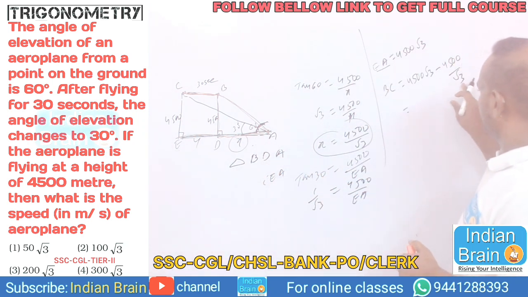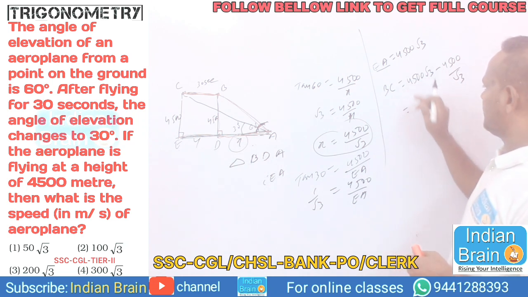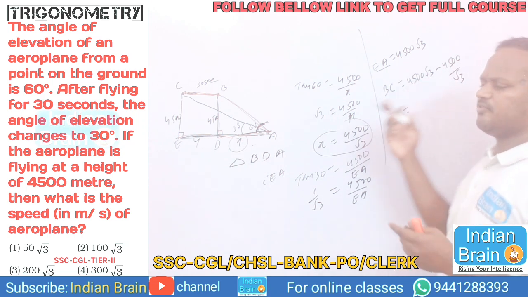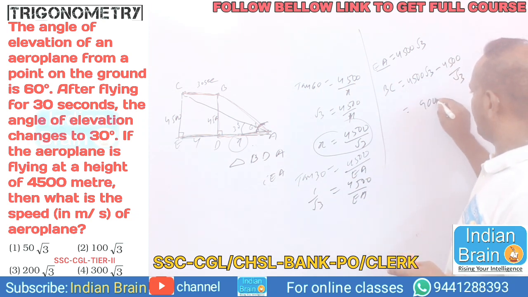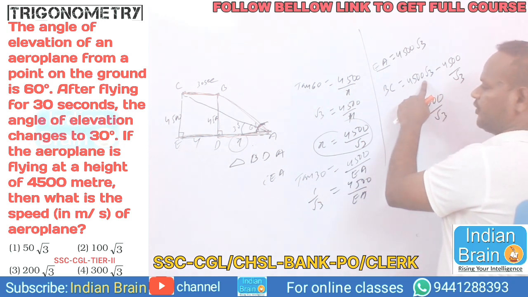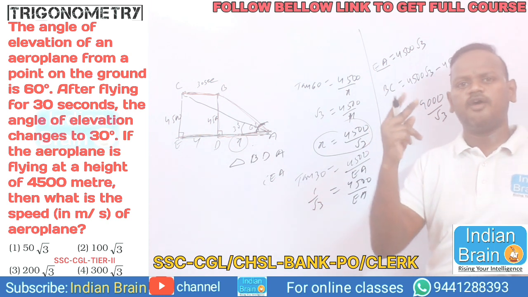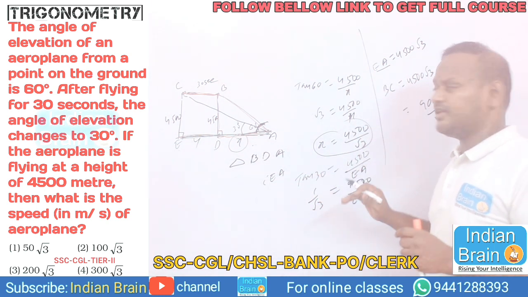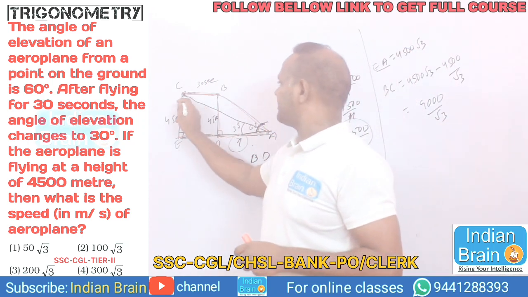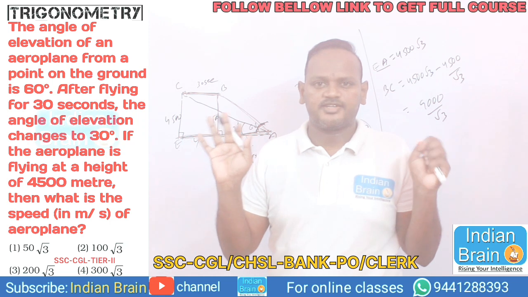Okay, fine. Root 3 into root 3 will be 3, and of course 3 into 4,500 minus 4,500 will be 2 times 4,500. It can be 9,000. Yes, 9,000 by root 3. What is the reason behind it? Root 3 into root 3 will give 3, 3 into 4500 minus 4500 will be 2 times 4500. Logically, we have 9000 by root 3. What is this 9000 by root 3? The exact distance covered by the aeroplane in 30 seconds. Clear cut story, right?